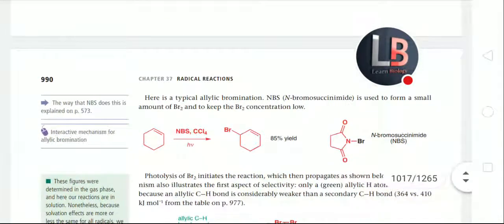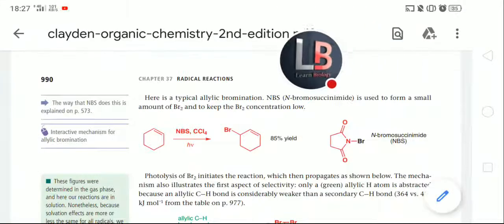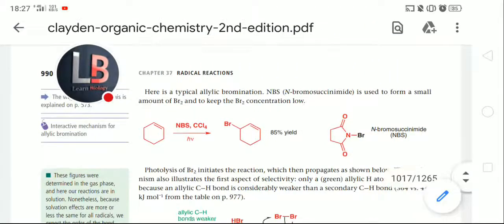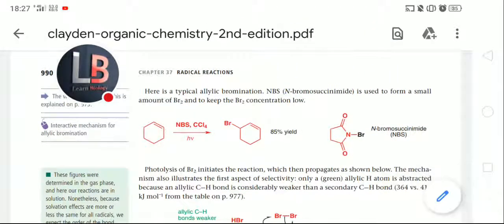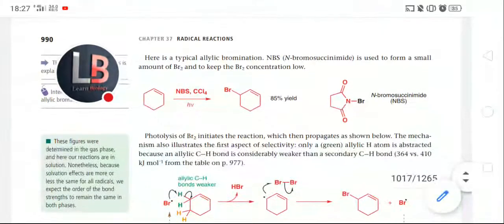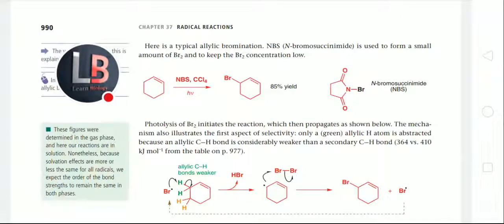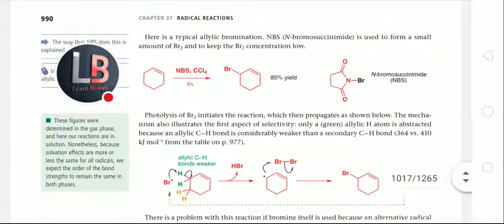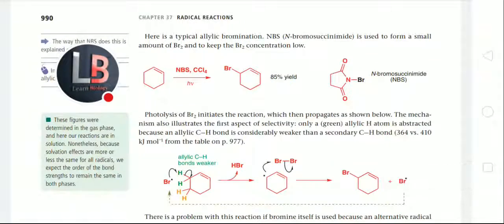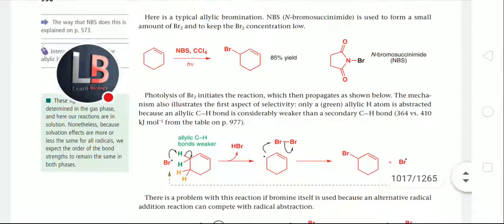Here is a typical allylic bromination. NBS, N-bromosuccinimide, is used to form a small amount of bromine and to keep the bromine concentration low. So NBS is used here. NBS is N-bromosuccinimide. Photolysis of bromine initiates the reaction, which then propagates as shown below.